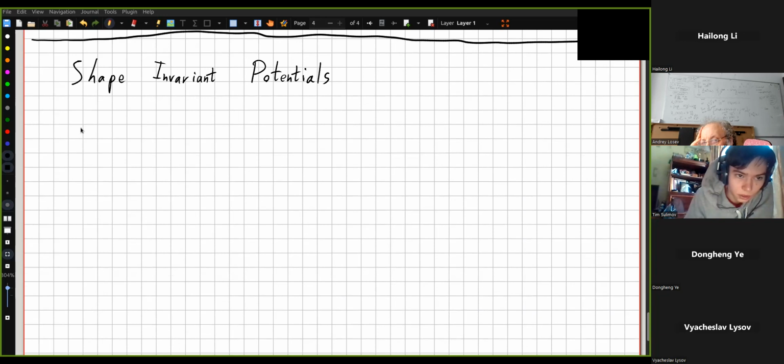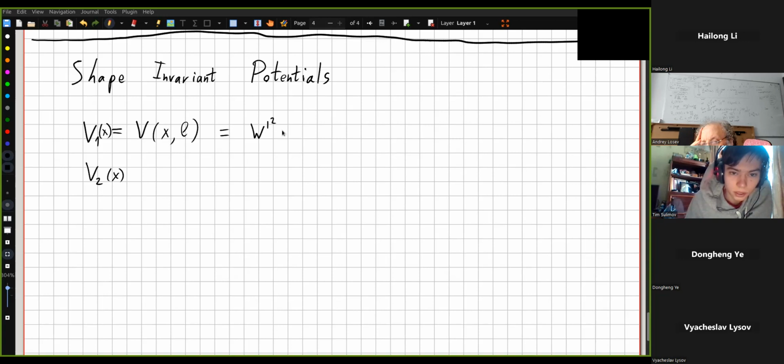So we have this V1 of x, and it's just some general potential with a parameter, let's call it L, just to match the examples from before. Then we have a partner potential, and it's formed in the following way. V1 is W prime squared minus W double prime, and V2 is defined as W prime squared plus W double prime.